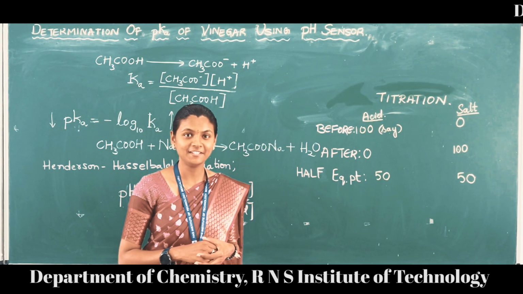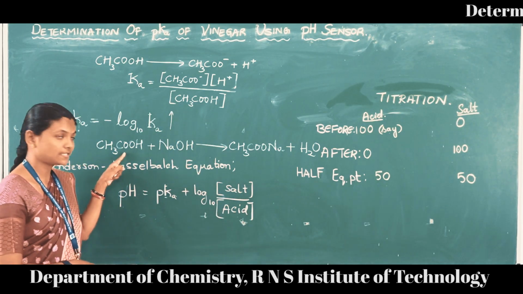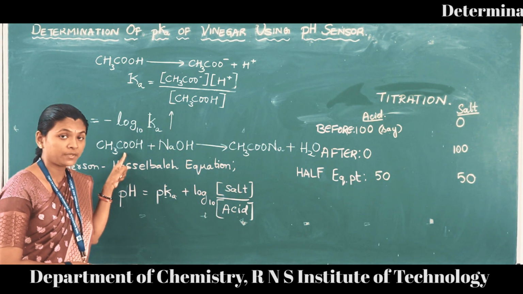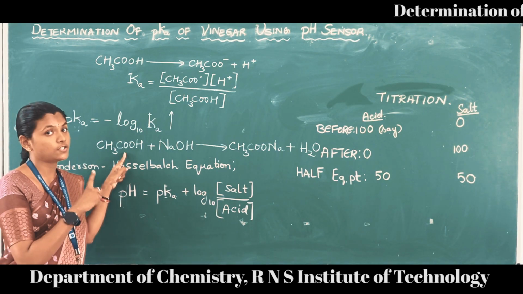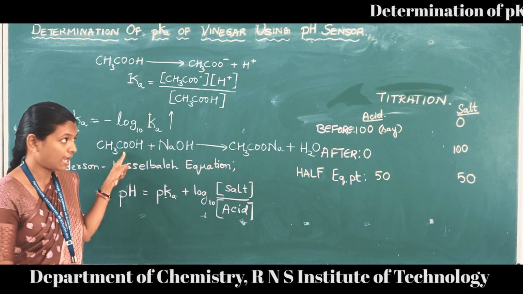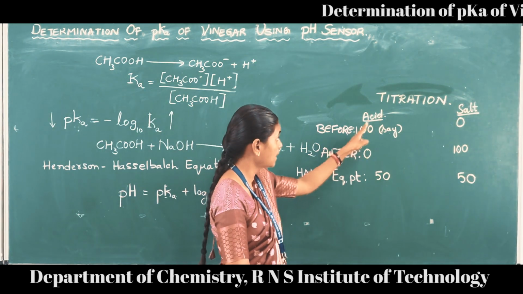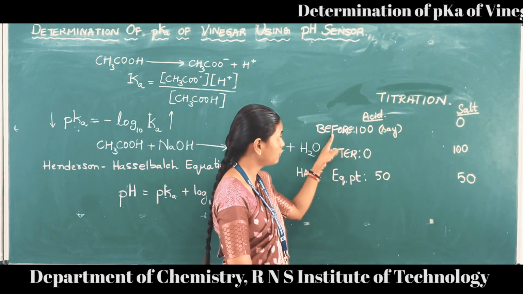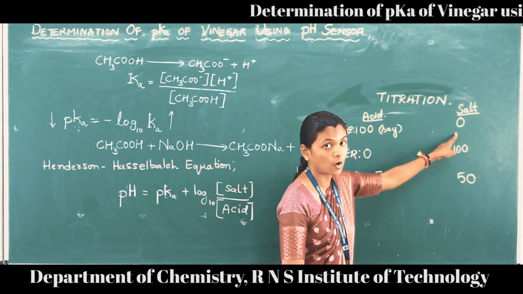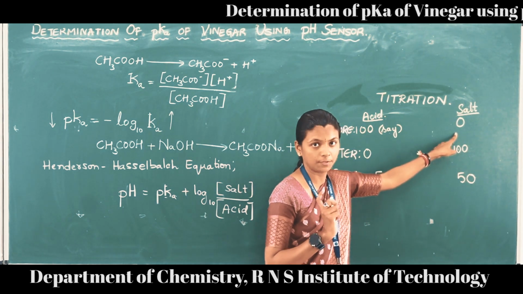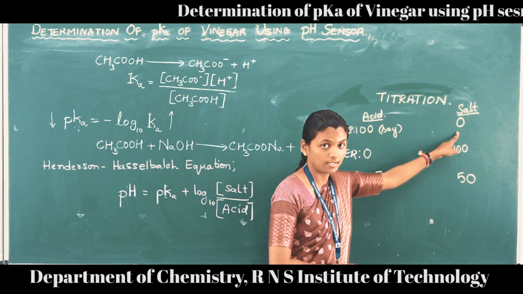Now we will consider an arbitrary situation. Before I start the titration, let us consider the acid concentration to be the maximum, and we will say that its concentration is 100. And what will be the concentration of the salt at that time? It is 0. So I have taken the salt concentration to be 0.